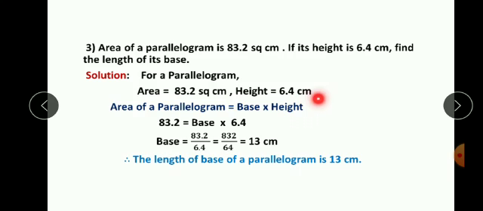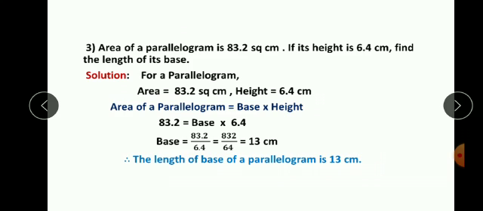Okay. So whatever given things are there, we will write down first in the solution, and area of parallelogram is equal to base into height formula. Okay, so substitute the value of area is 83.2 and base is not given, so write it base into height, which is 6.4. So how to calculate base? Base is equal to area upon height, so 83.2 upon 6.4. After removing the decimal point, what we have, 832 upon 64, and after dividing it we get 13 centimeter. So base is 13 centimeter. Therefore the length of base of a parallelogram is 13 centimeter.